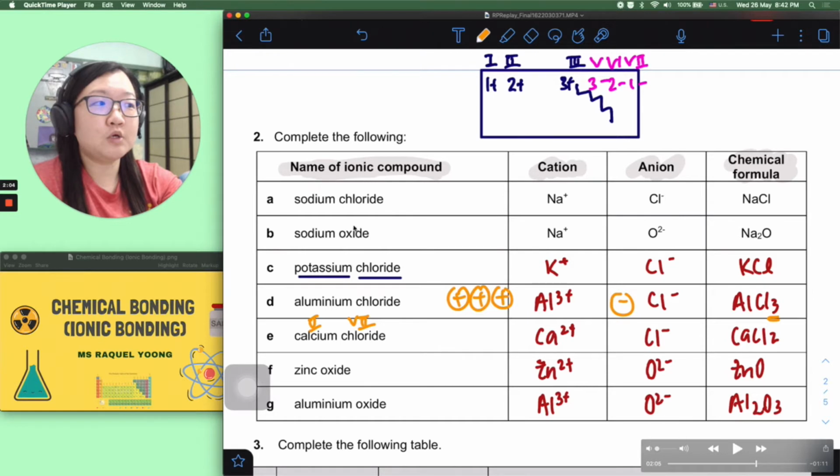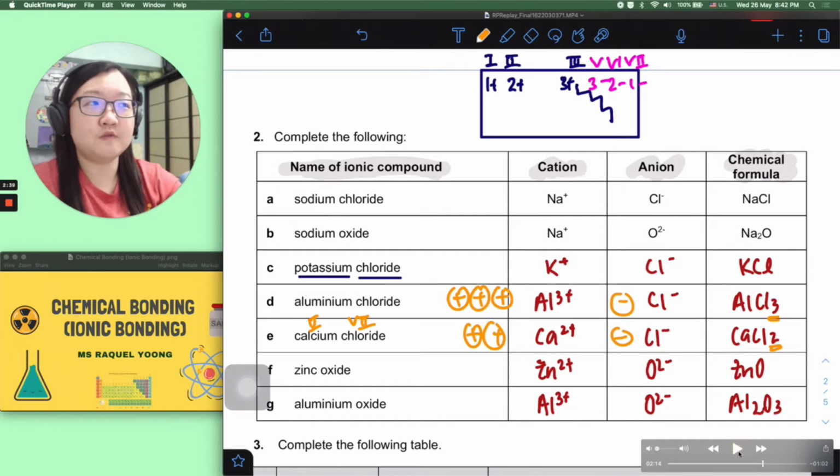Then if you look at 2E, calcium chloride, again using the quick method to help you, calcium is in group 2, it's a metal, so it will lose 2 valence electrons to form Ca2+. Chlorine, on the other hand, is in group 7, so it will gain 1 electron to form Cl-.